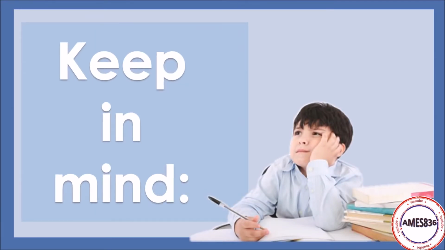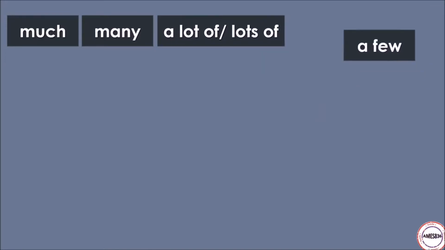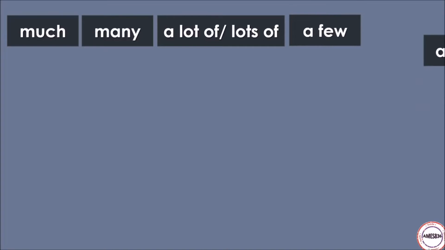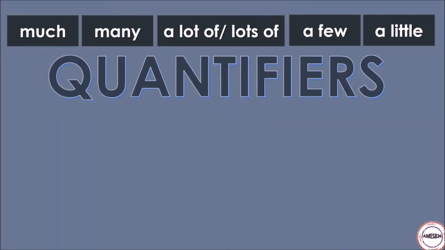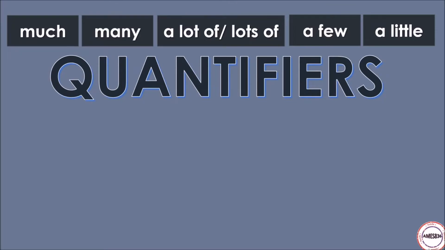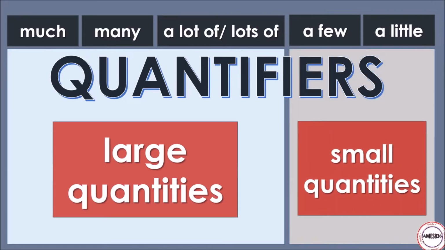Keep in mind that much, many, a lot of, a few, and a little are quantifiers. We use them before a noun to indicate the amount of quantity of something. Much, many, and a lot of express large quantities. A few and a little express small quantities.